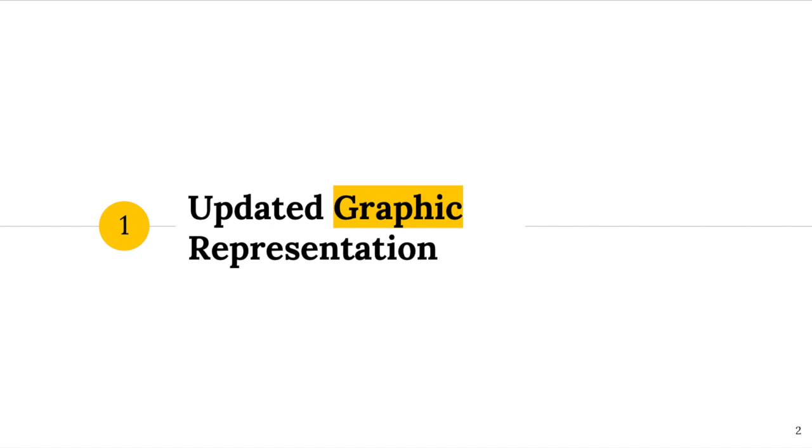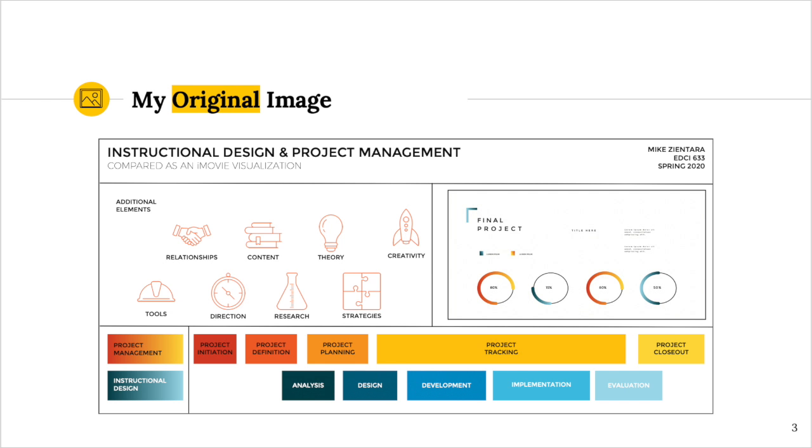So let's start off with an updated graphic representation of instructional design and project management and how those two things fit together. My original image looked a little bit like this. It was my take on the layering that happens in iMovie, trying to show that in regards to instructional design and project management. Now, what I noticed is that while this is super intuitive to me as I work with iMovie regularly, for someone who doesn't, I could see how this would be an interesting or maybe even a little bit of a confusing design.